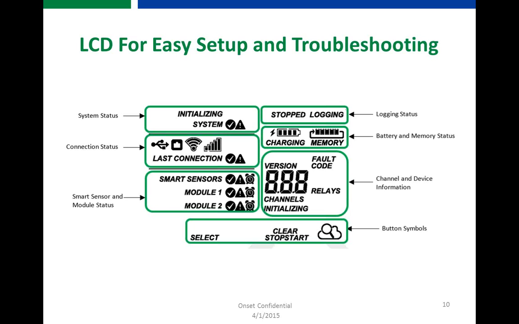The next section of the LCD is for the types of sensors and modules that you have connected. And you'll notice on these we not only have the check and the exclamation point, but we also have a little alarm clock icon that will help you identify when the smart sensors or a sensor or relay connected to one of the modules is in an alarm state. On the bottom here we have the button symbols. These will show up right underneath the buttons that were located just beneath the LCD.